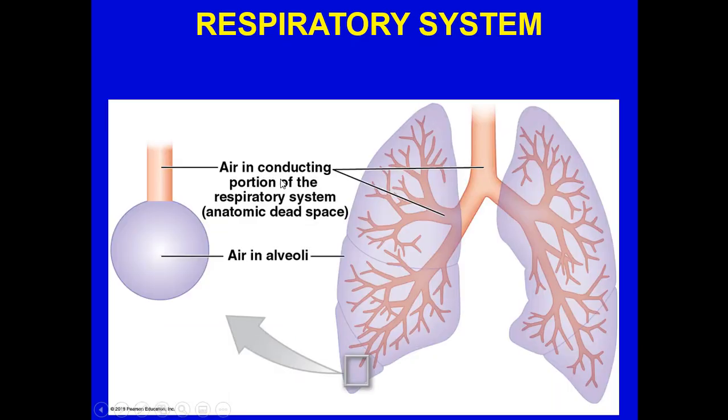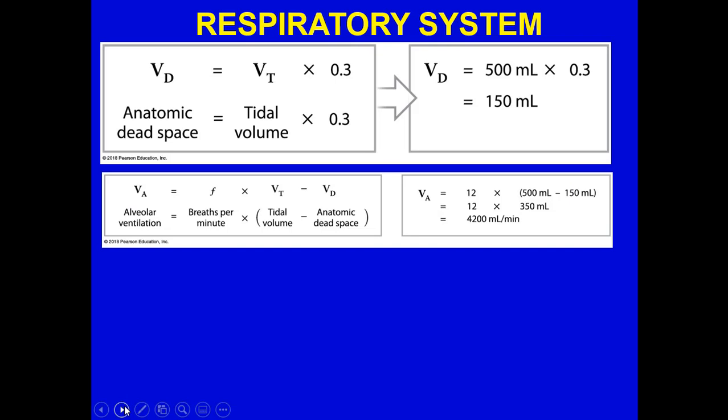Keep in mind that the air in the conducting portion of the respiratory system is the anatomical dead space. So that's all the air that occupies these reddish areas here, as opposed to the blue, which is the air in the alveoli. And of course, we had the anatomical dead space.